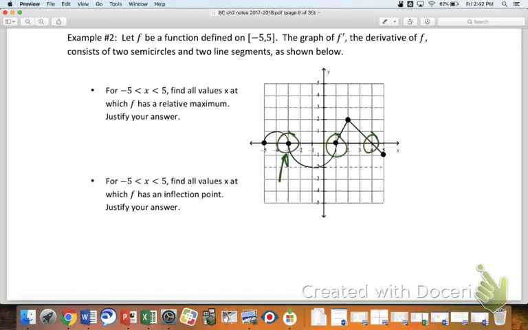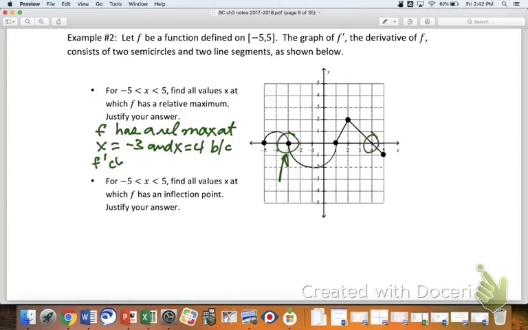Right here at x equals -3, what is the sign change pattern within f prime? Positive to negative. And that goes with maximum, doesn't it? So I'm going to say f has a relative max at x equals -3. And are there any other points? At 4 as well. This right here would be a relative minimum, so I don't want that. But over there at x equals 4, I do have the same sign change pattern. So I'm going to say and x equals 4 because f prime changes from positive to negative.